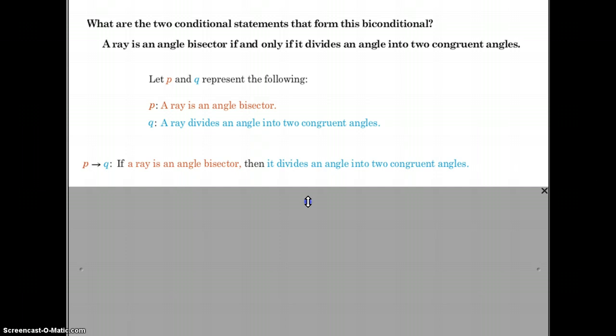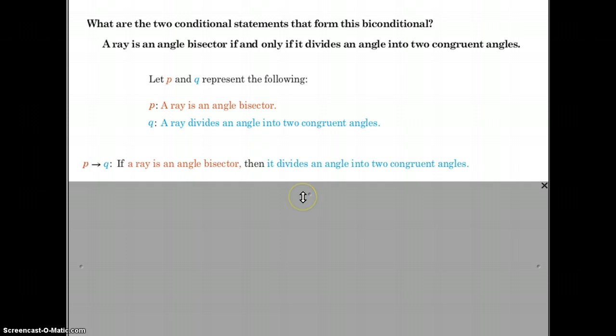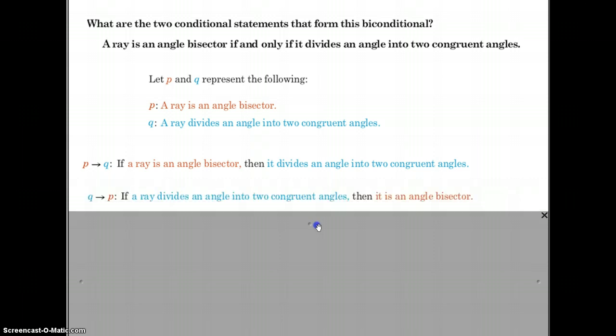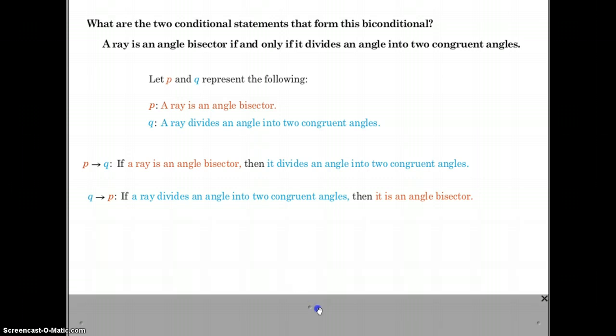So one conditional would be P to Q: if a ray is an angle bisector, then it divides an angle into two congruent angles. Our other conditional statement is going to go Q to P: if a ray divides an angle into two congruent angles, then it is an angle bisector.